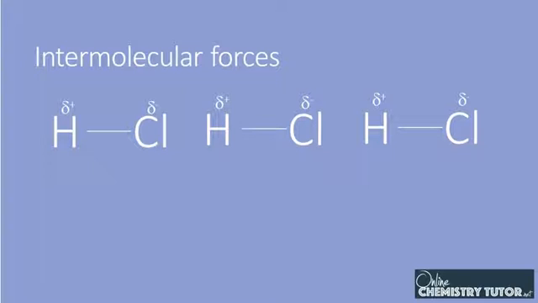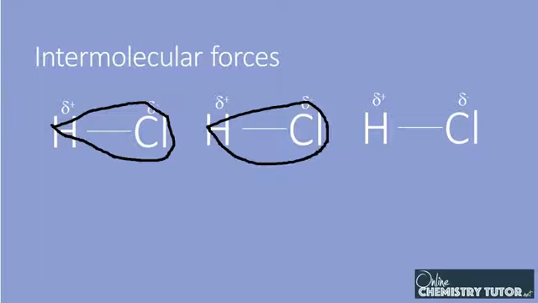Okay, so the next set of intermolecular forces: in this case, we have molecules that have a permanent dipole. This means that the electron cloud is not being evenly distributed across these molecules. Chlorine has a much bigger share, hydrogen much less of a share. So we have a permanent delta minus and a permanent delta plus. We have intermolecular forces between the molecules.